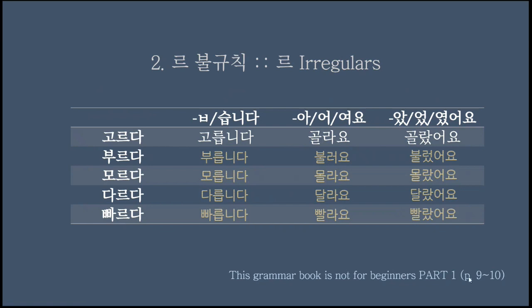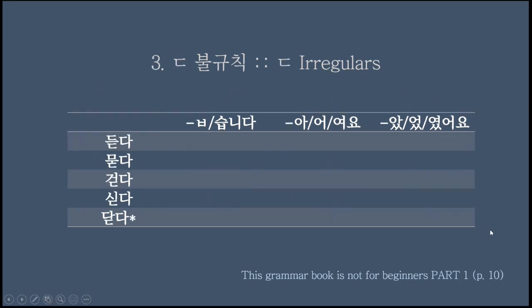If you want more challenges, please visit page 9 to 10 in my textbook. Third category, 디귿 irregular. 디귿 irregular. Why? In these verbs, the stems end with 디귿. Okay, why did I put asterisks here? Because this is regular conjugation. Let me show you later.